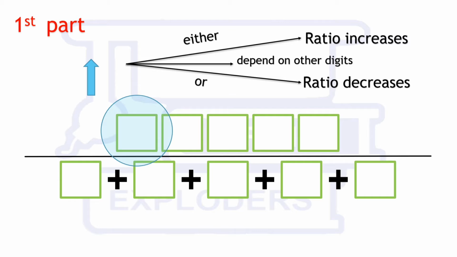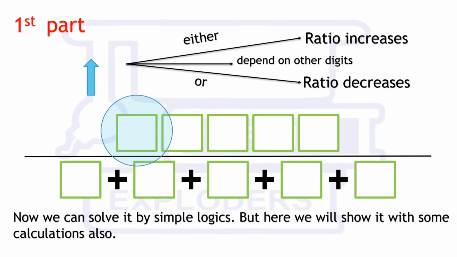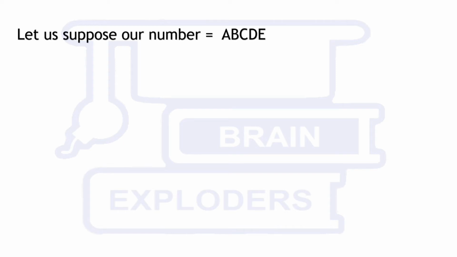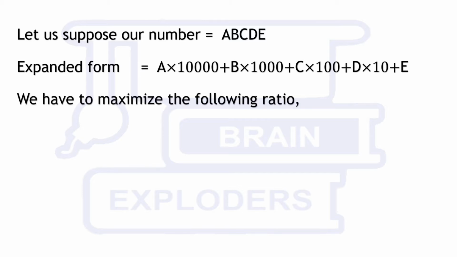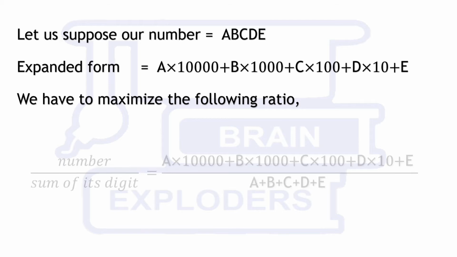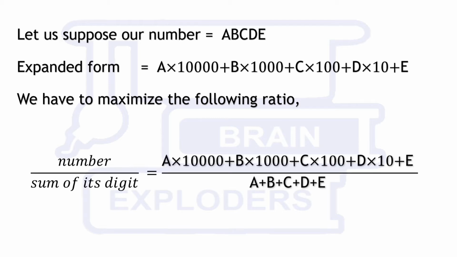Now here we can check it by simple logic also, but we will show you with calculations. So let us suppose that our number is ABCDE, where A, B, C, D and E are single digits, and its expanded form is A times 10,000 plus B times 1000 plus C times 100 plus D times 10 plus E. Here we have to maximize the number over the sum of its digits. So we have to maximize this expression.